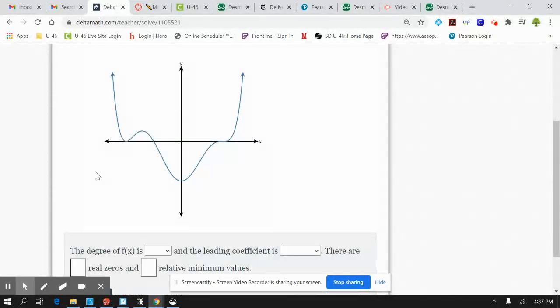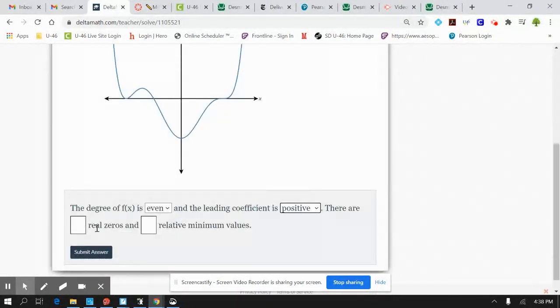Okay. What do I got here? The degree is even because they're both going in the same direction, up to the left and also up to the right. It only happens in even degrees. The leading coefficient is, well, it's all about the right-hand side. On the right-hand side, it's going up. So the leading coefficient is positive. And how many real zeros are there? How many x-intercepts are there? One right here, one right here, one right here. So that's 3.